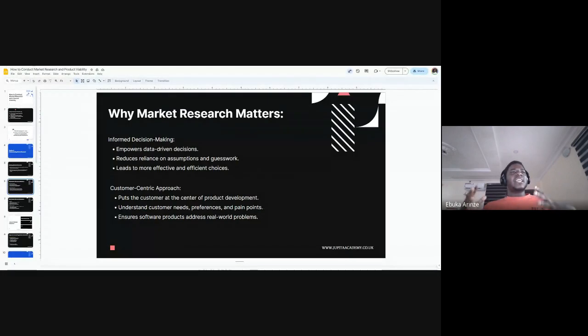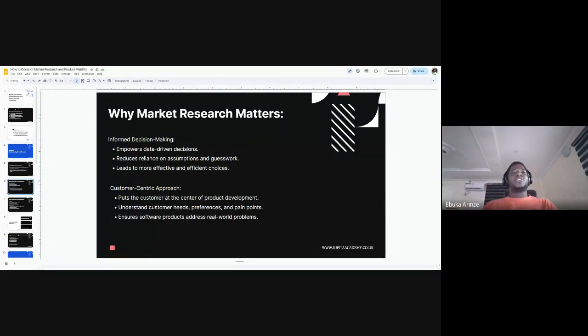It also reduces assumptions, because a lot of times we build things out of assumption. We feel that the market wants a blue cat, not knowing that the market wants a red cat. Market research helps you eliminate that. It also leads to more effective and efficient choices. Money in the ecosystem is shaky, and even when there's a lot of money, it's good to be optimized on how you spend it.